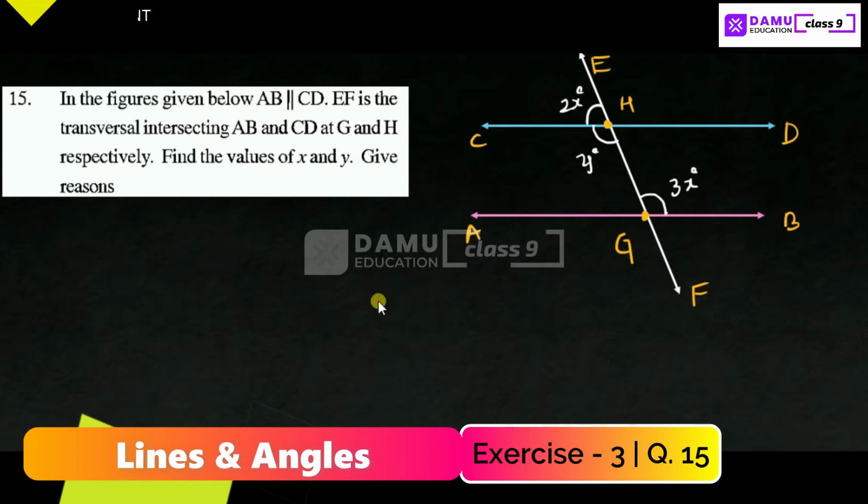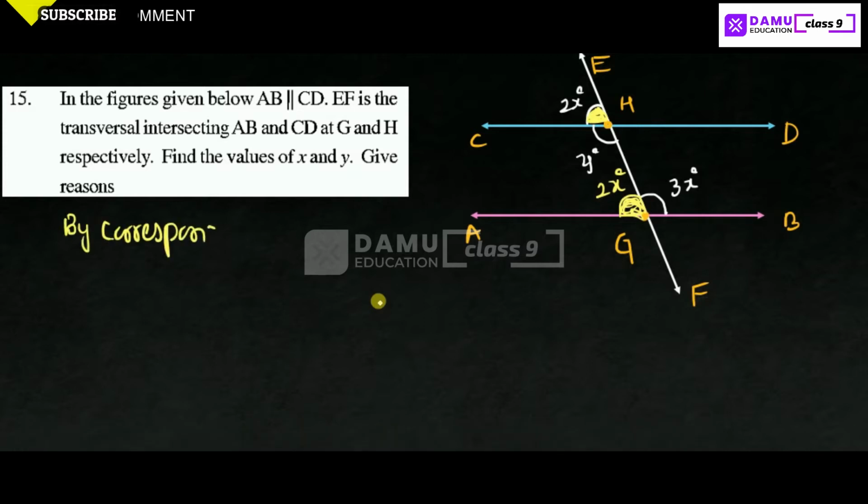So here, whatever angle 2x is there, we can make it a corresponding angle here. So this angle will be equal to 2x degrees, by corresponding angles on the same side of the transversal, they are equal. Corresponding angles 2x will be equal to 2x degrees at this point, angle H and angle G.